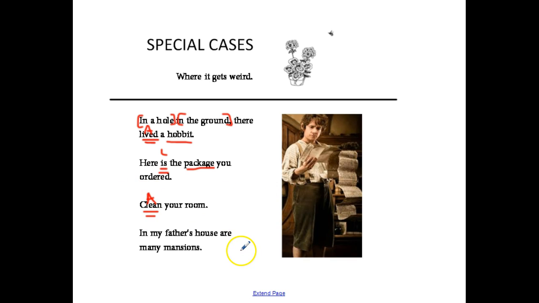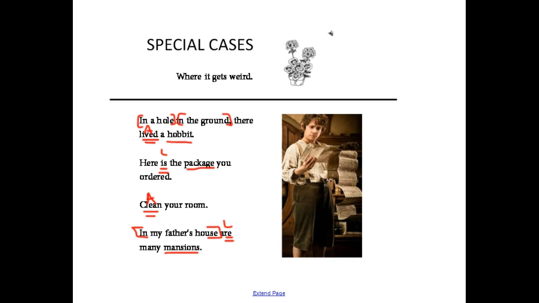And then, of course, this lovely sentence from the Gospel of John, in my Father's house are many mansions. In my Father's house are. Well, here we've got a prepositional phrase before the verb, but we don't have any other words. And remember, there can't be a subject inside the prepositional phrase. So in this sentence, the word mansions is actually the subject. So we have to figure out sentences like this where it gets weird, where the subject is in a place that we don't expect it.